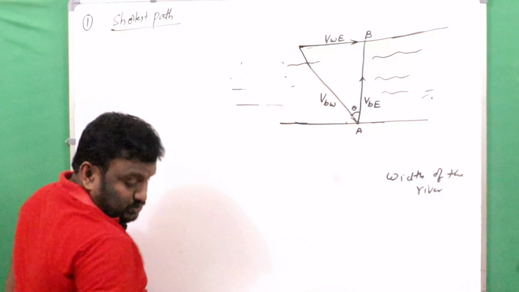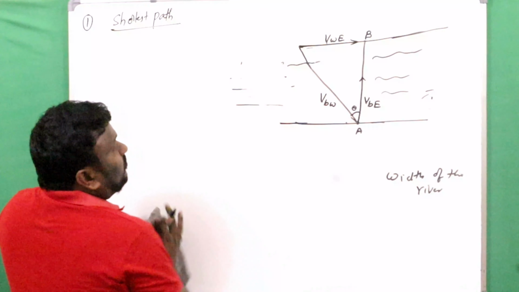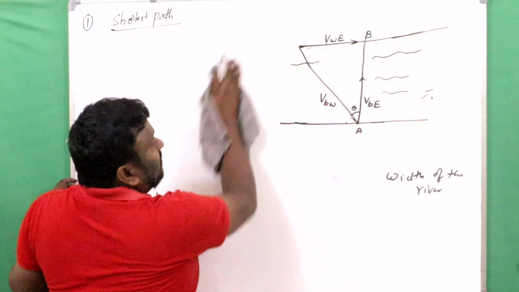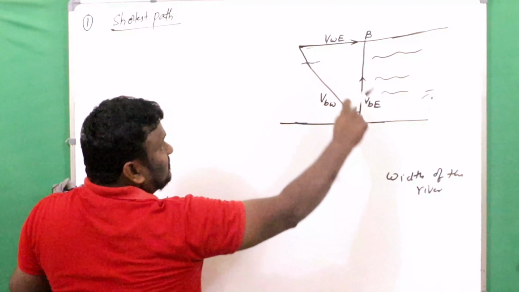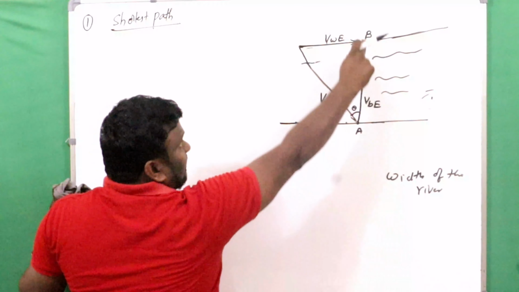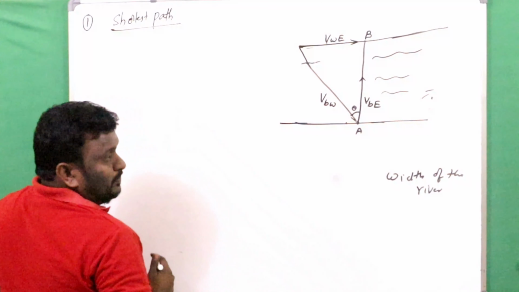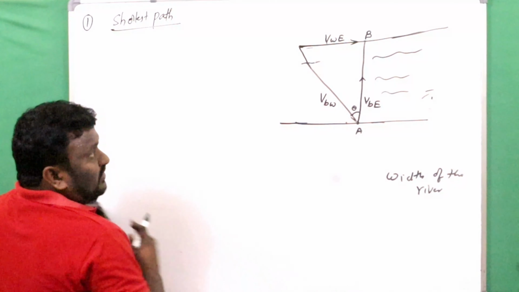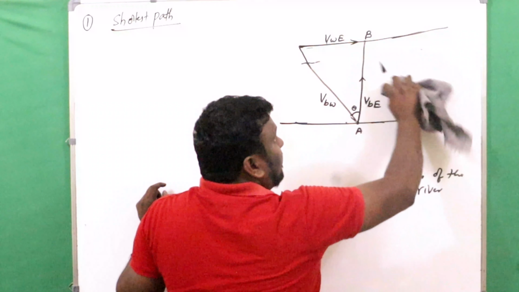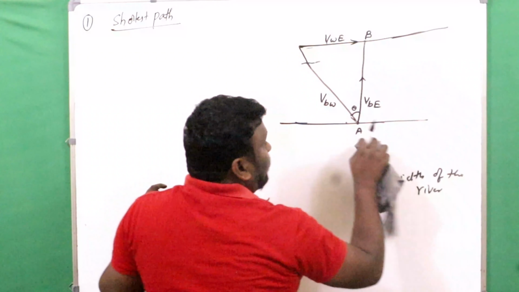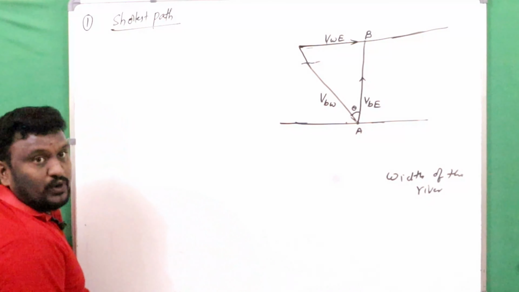So the boat wants to move in this path VBW, and the boat moves in this direction, then only it will move along the path AB. That is the situation. Clear? So in this case, what is the path and what is the time taken by the boat to move from A to B? We have to find it out.